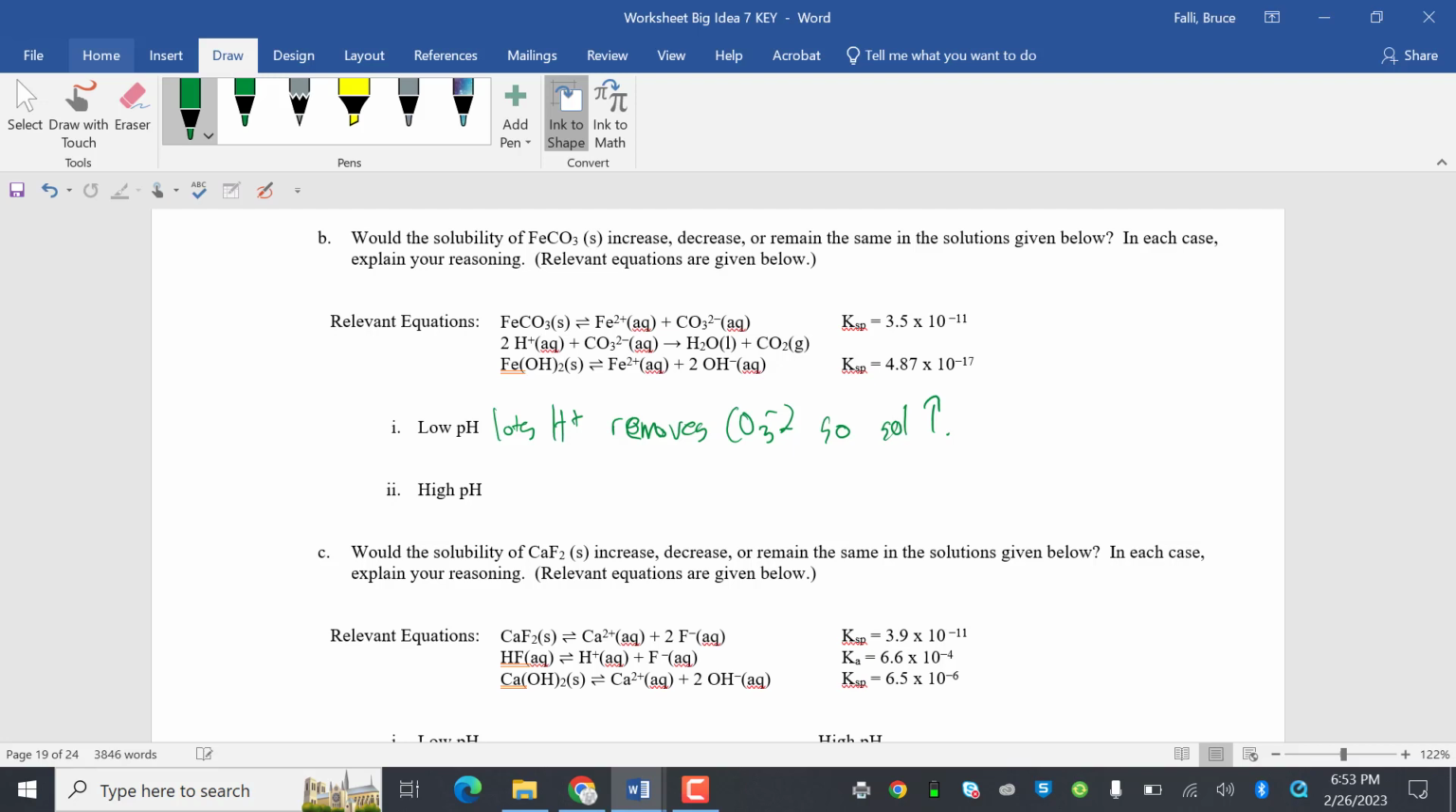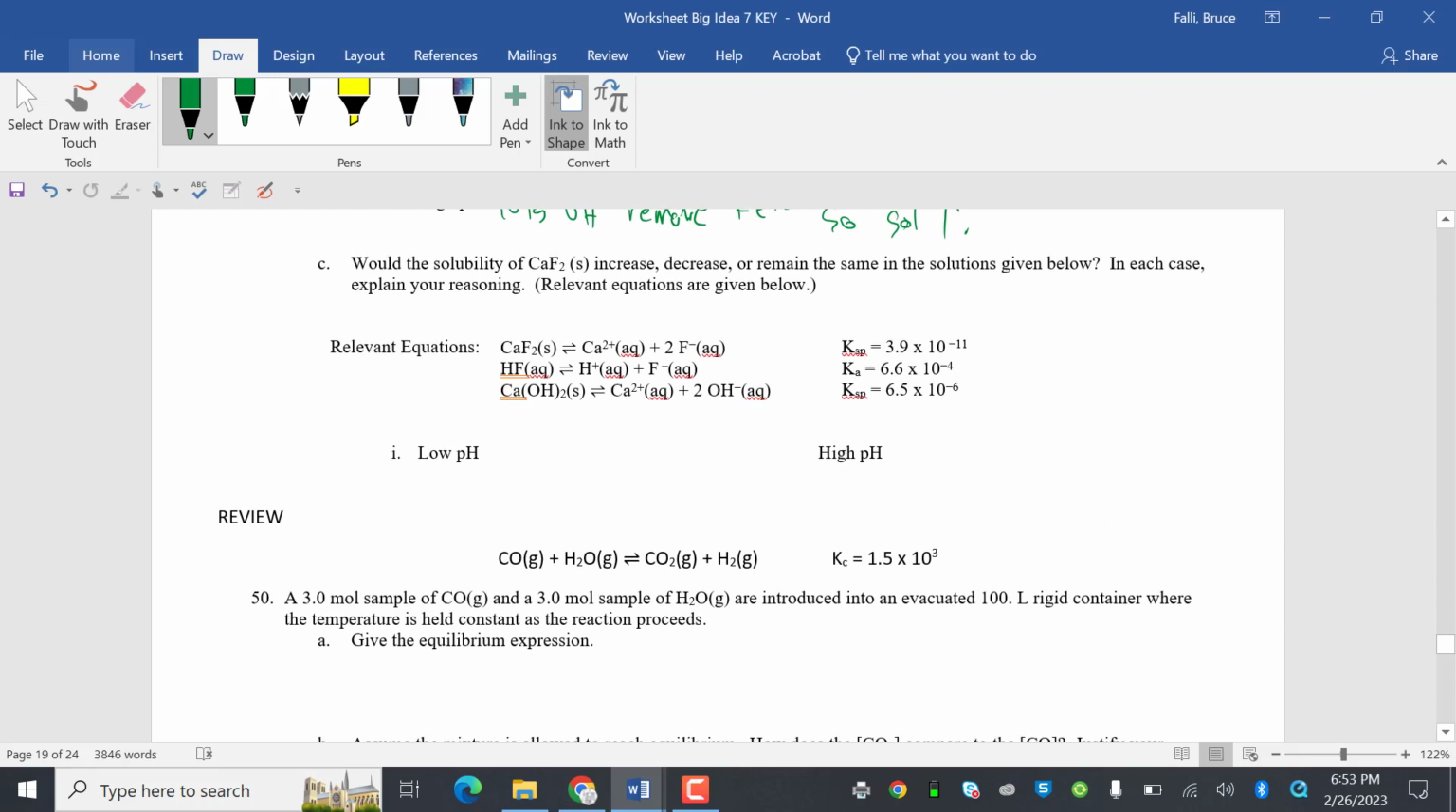High pH means lots of OH negative. Let's see, what does that mean? Lots of OH negative would remove Fe plus 2. See how this OH negative and this Fe plus 2 would remove it? So solubility increases when you remove one of the ions.